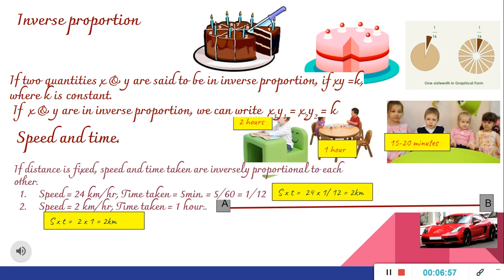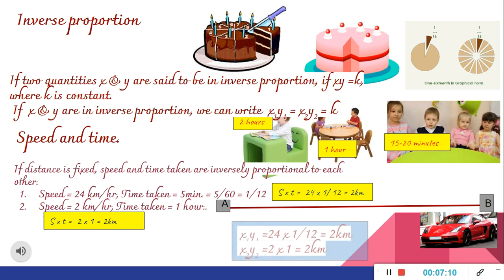We very clearly observe that x1 y1 is equal to 24 into 1 upon 12, that is equal to 2 kilometer, and x2 y2 is equal to 2 into 1, that is also 2 kilometer. So we see that x1 y1 is equal to x2 y2. If x and y are in inverse proportion, we can write x1 y1 equal to x2 y2, that is equal to k. So this is the concept of inverse proportion. Clear?